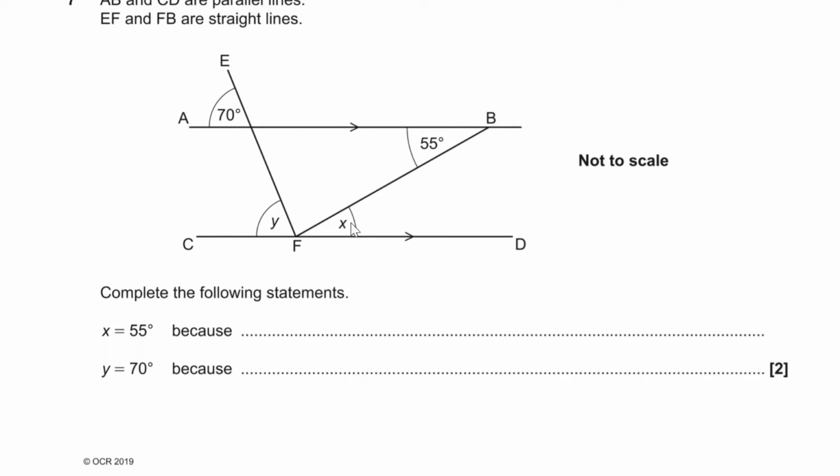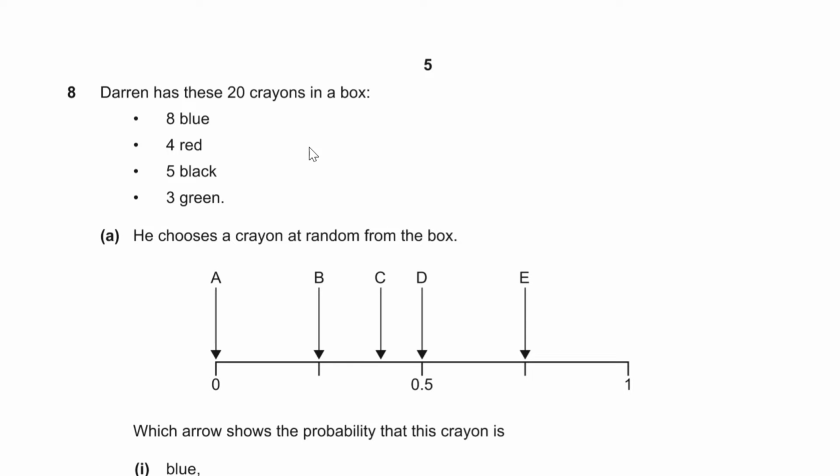Well, we see that x is equal to 55. That's because, well, this angle here is equal to this angle here. So x is equal to 55, and the reason for this, we have alternate angles. And then we see that y is equal to 70. Well, this angle here is equal to this angle here. So the reason y is equal to 70 is we have corresponding angles.